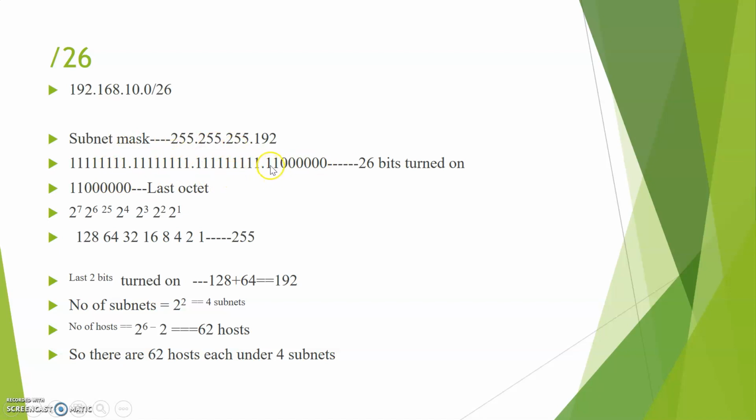That is 255.255.255, and then this will be 2 power 7, this will be 2 power 6. So 128 plus 64 will be 192. So I'm writing it as 255.255.255.192 as the subnet mask.